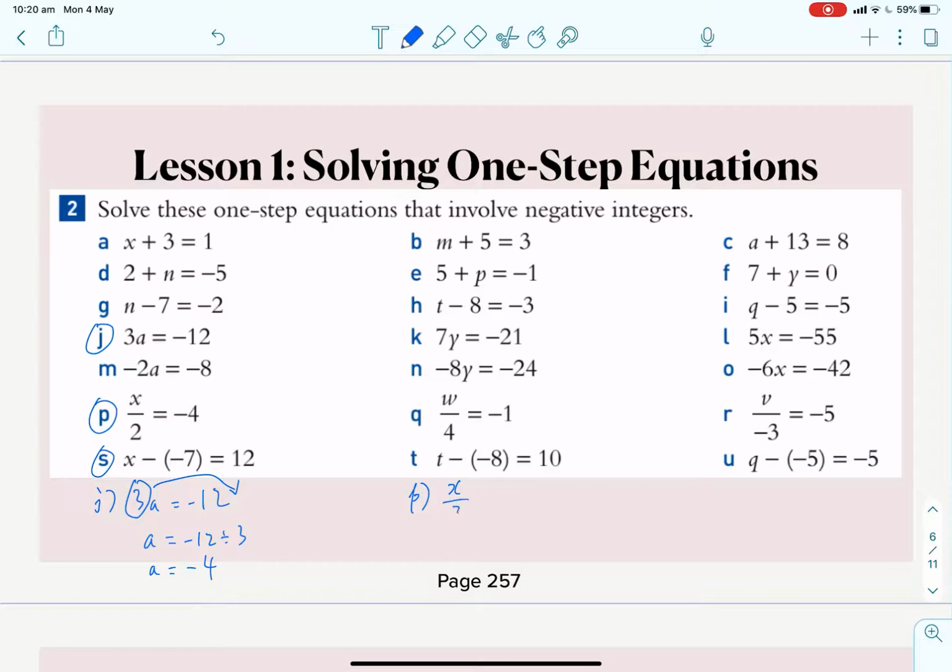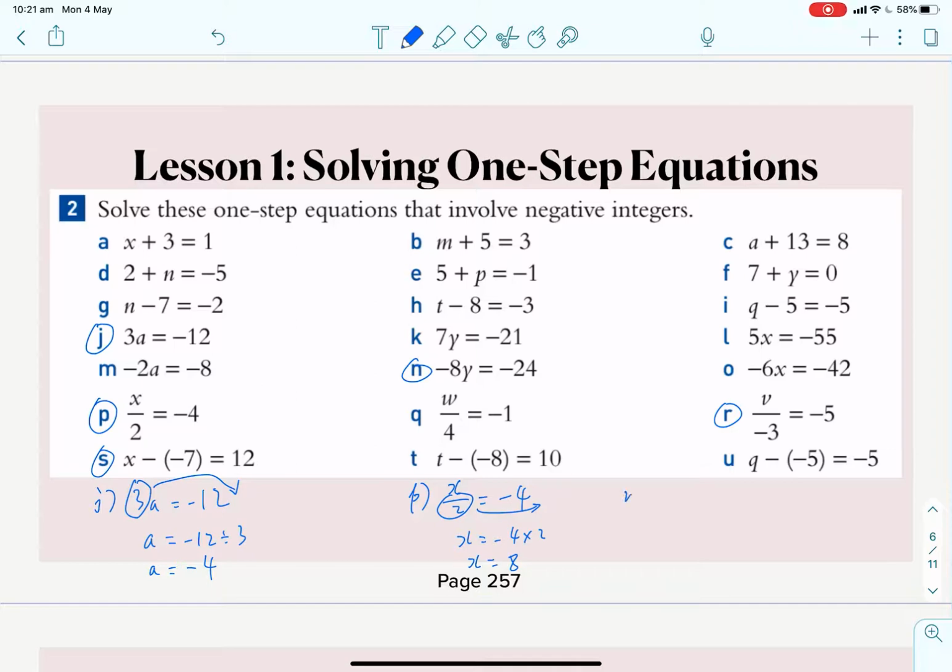Okay, P. x divided by 2 is negative 4. We move this to the outside again. The opposite of divide is times. Negative 4 times 2, so x is negative 8. Okay. You know what? I'll give you 2 more examples, just in case you're not so sure.